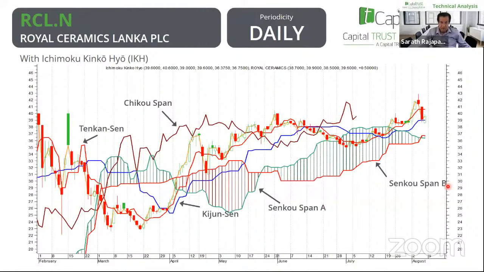Here we have Royal Ceramic. The lines are still green. Span B is below span A, but the two spans have just crossed, indicating an early signal of a sell. So if you go by Ichimoku, you might sell it.